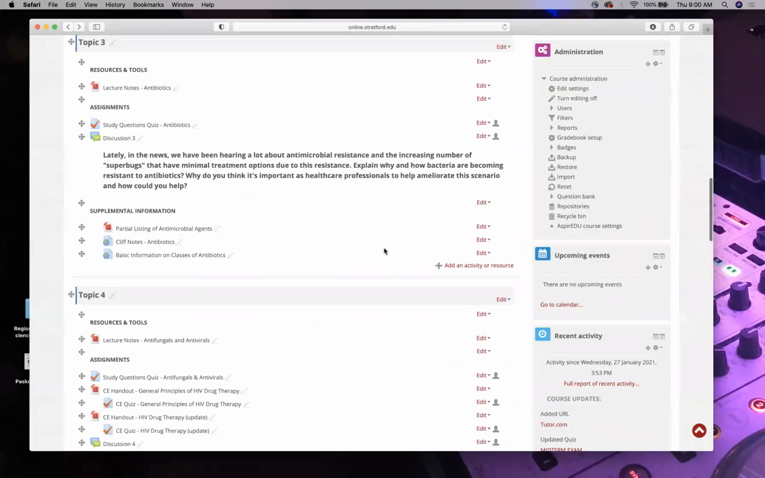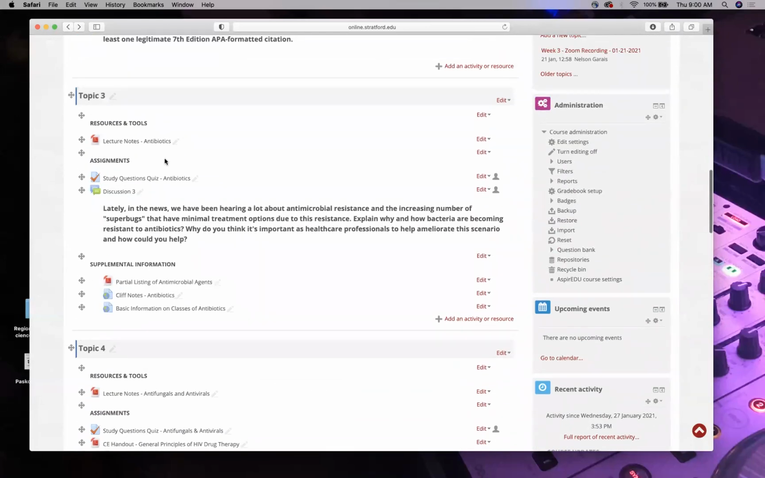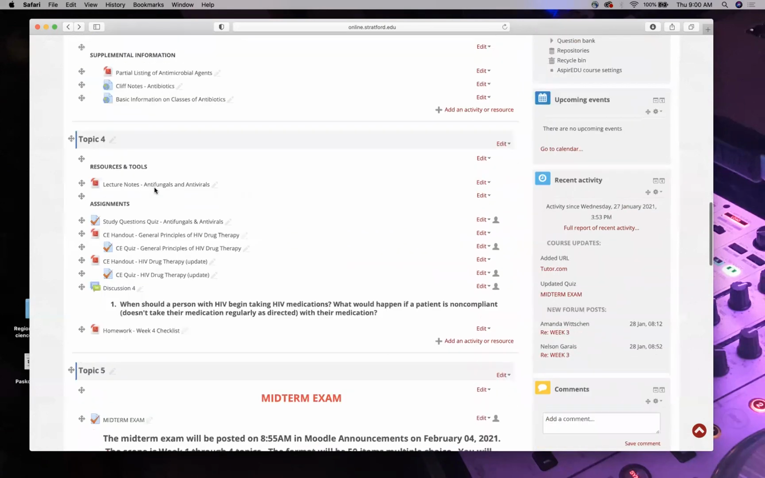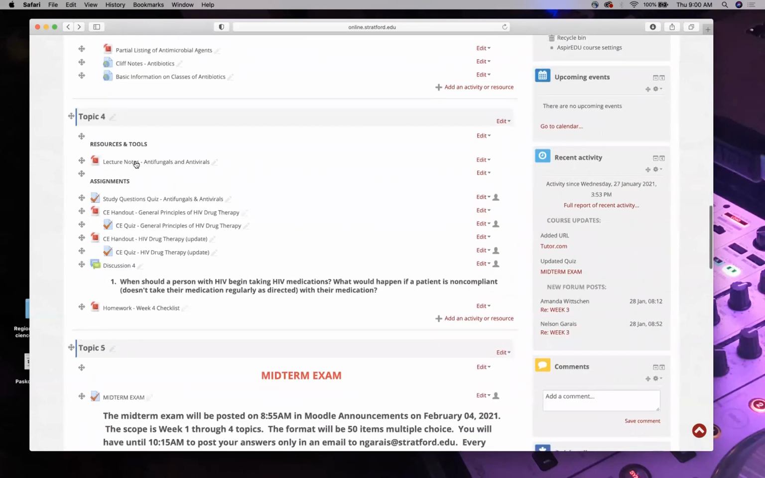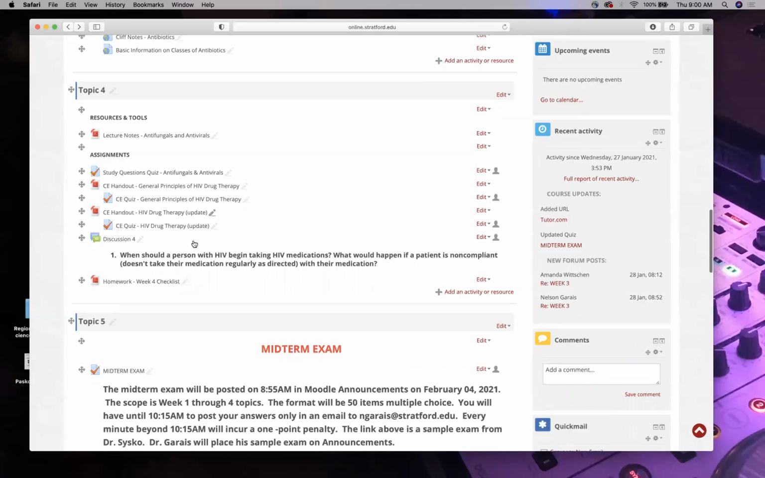And what is due today? Study questions, antibiotics in topic 3 and discussion 3. And what we're doing today is topic 4, antifungals and antivirals. And we're going to be focusing on HIV.